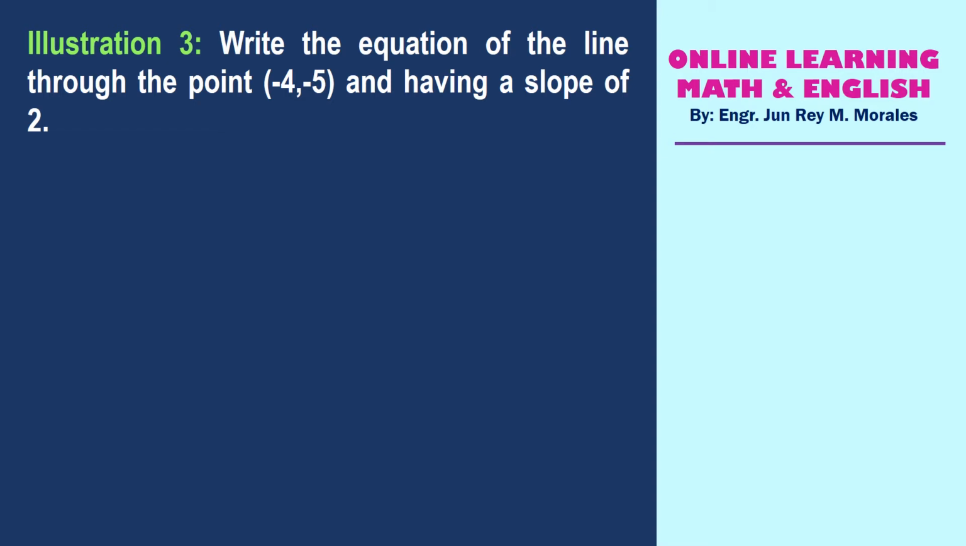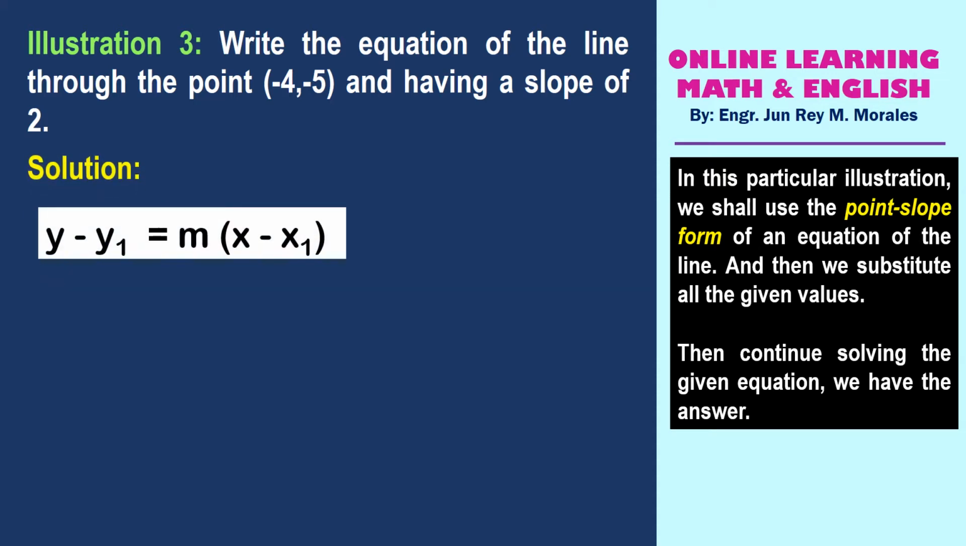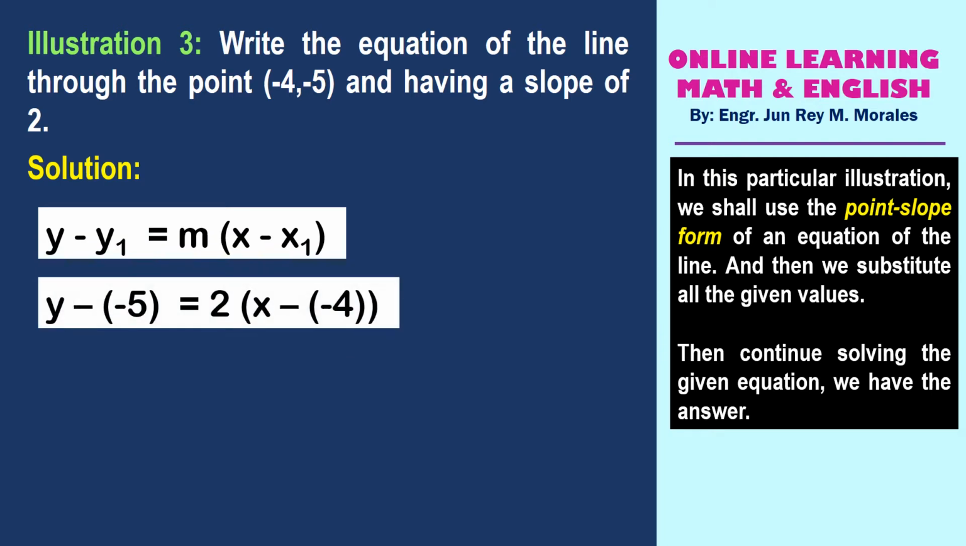Write the equation of the line through the point (-4, -5) and having a slope of 2. In this particular illustration, we shall use the point-slope form of an equation of the line. And then we substitute all the given values. Then continue solving the given equation. We have the answer.